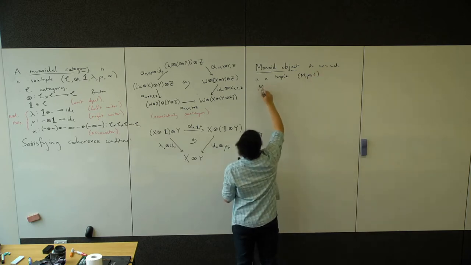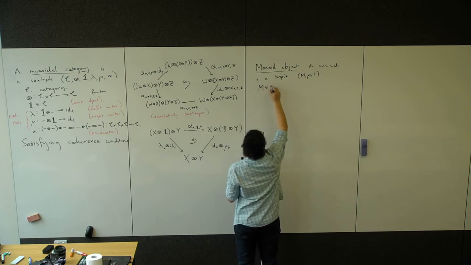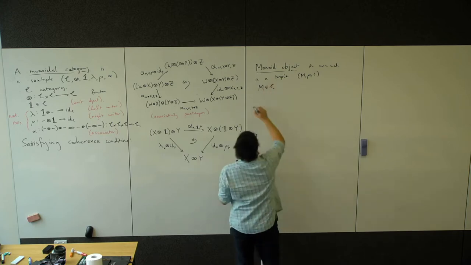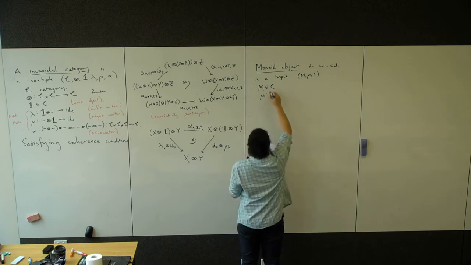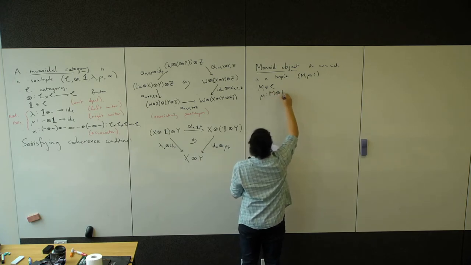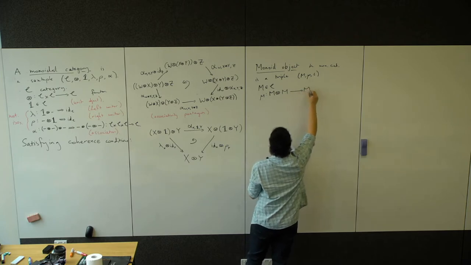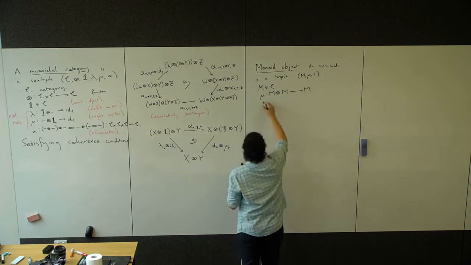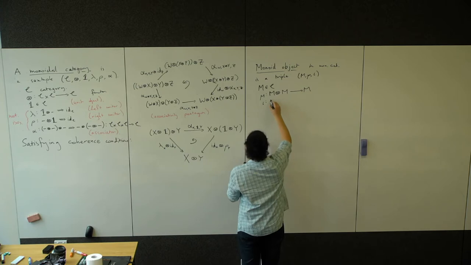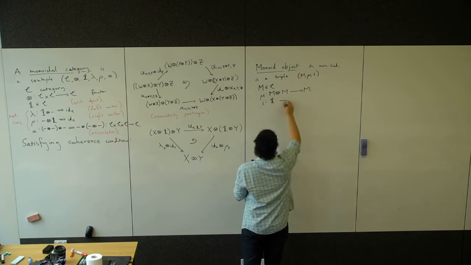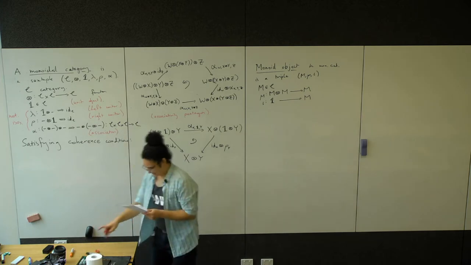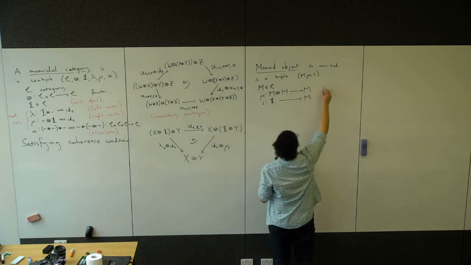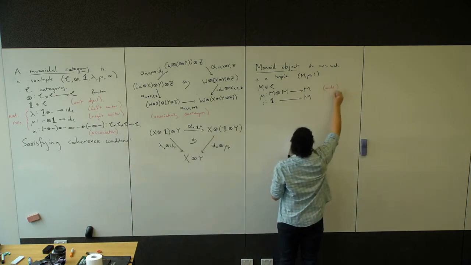So M is an object in the category. Mu is a map from the object tensor itself to the object. And iota is a map from the one object, the unit object, to M. So we might call this multiplication, and we might call this unit.